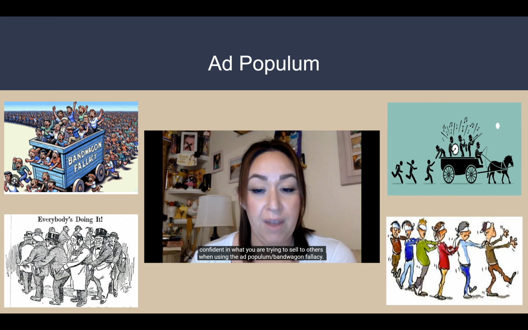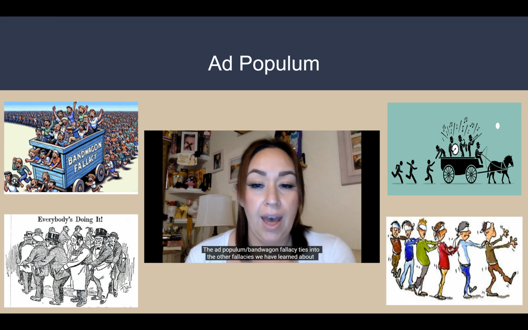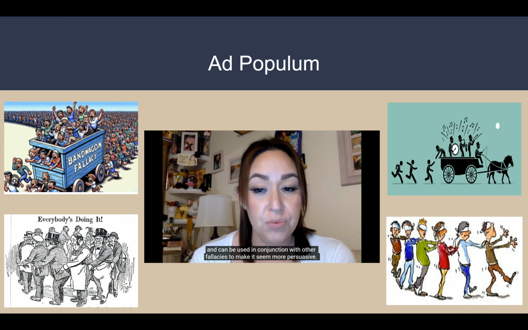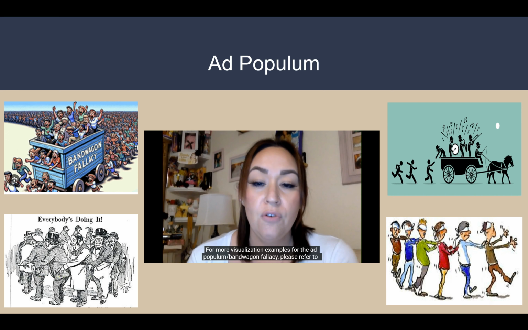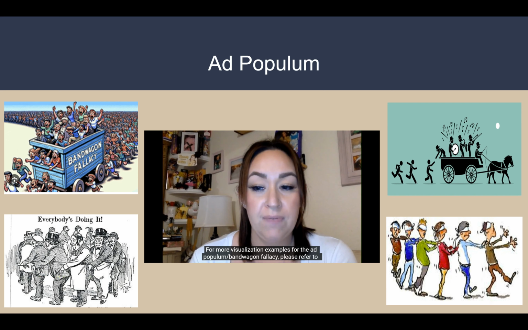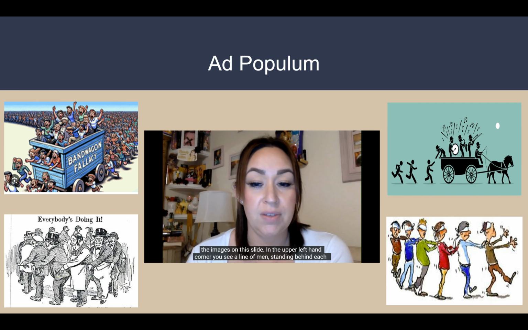populum or bandwagon fallacy. The ad populum bandwagon fallacy ties into the other fallacies we have learned about and can be used in conjunction with other fallacies to make it seem more persuasive. For more visualization examples for the ad populum or bandwagon fallacy, please refer to the images on this slide.